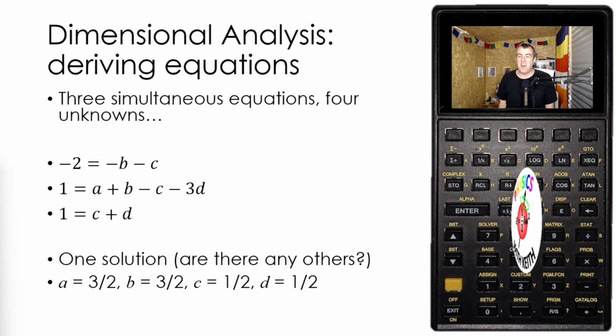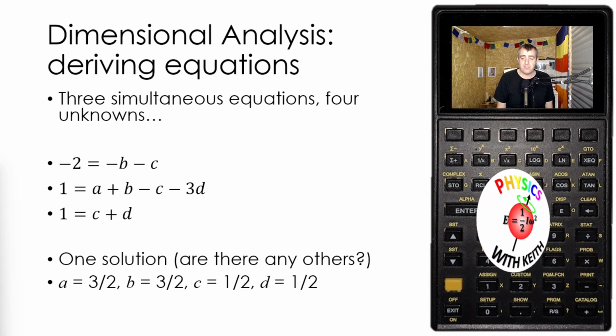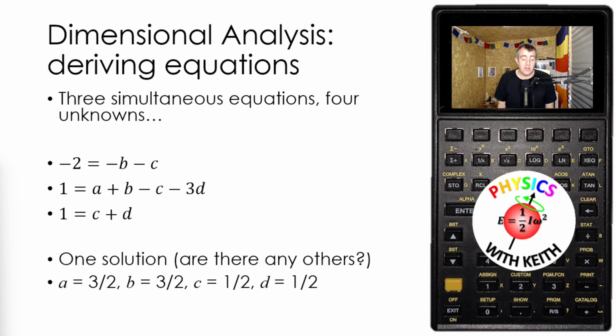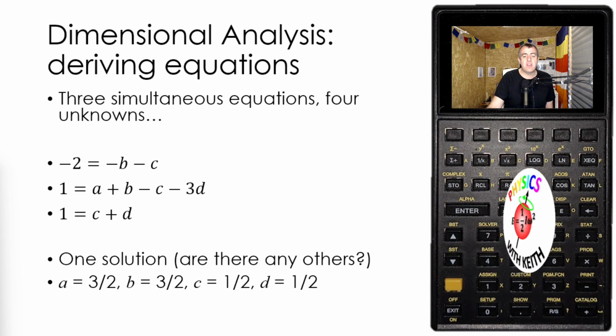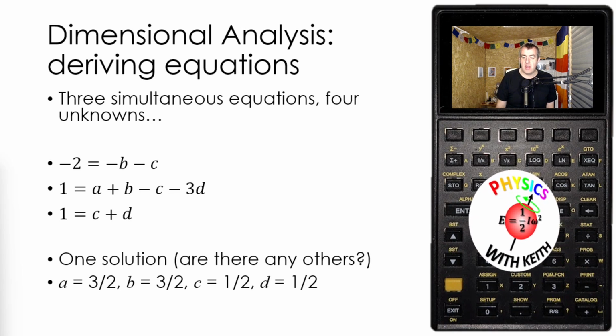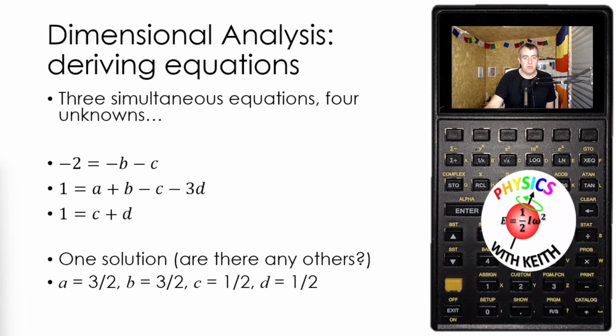Well, maybe C and D are just a half each. That would work. Why not? So we can try some things. So we can get a solution by doing that, which you can see we've got there.